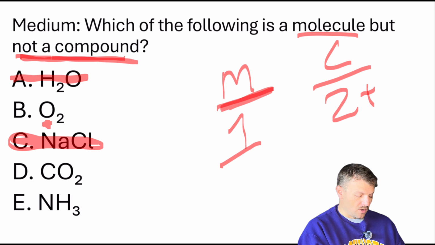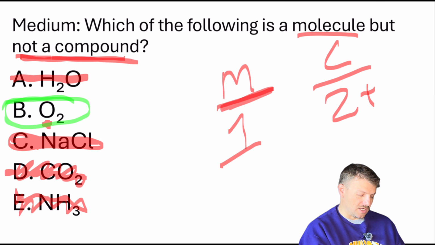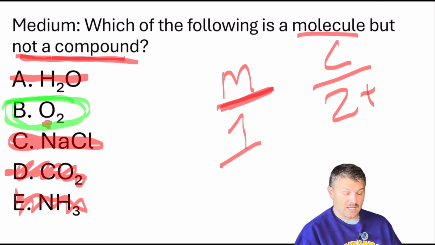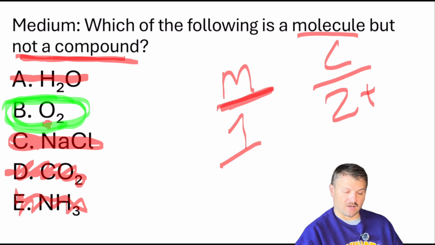NaCl, nope, more than one, and that's technically an ionic compound, but we're not going to get into that. And then carbon dioxide, nope, there's more than one element. NH3, more than one element. So our answer here is oxygen. It only has one element. Even though there are more than one of the atoms, it's still just one element. So that's a molecule, that's not a compound.